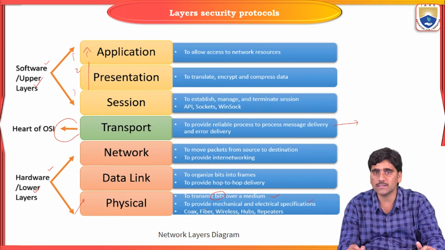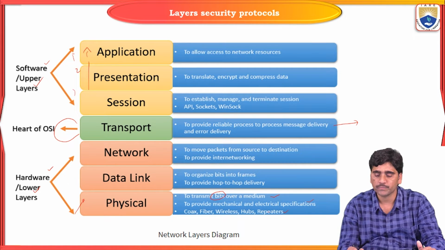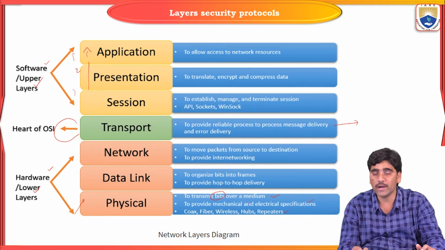Coaxial cable, fiber cable, wireless cables, hubs, and repeaters are all different types of network devices. So the physical layer is responsible for transmitting the data in the form of bits and providing mechanical and electrical specifications, and it uses different types of network devices. That is the function of the physical layer.